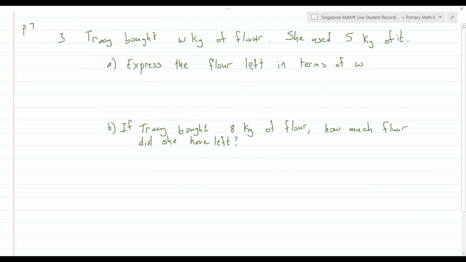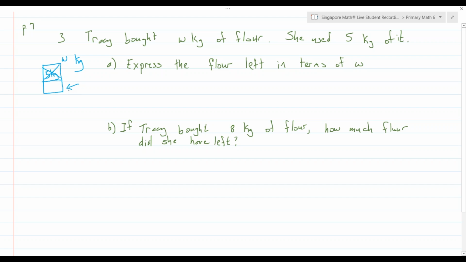Keep going on that page. Look at number 3. Tracy bought W kilograms of flour. I don't know how much she bought, but you know what? I could kind of draw a picture and say, okay, here's what she bought, and it's W kilograms. And then I know she used 5 kilograms. That's gone. We want to express the flour she had left, that's this part, in terms of W.